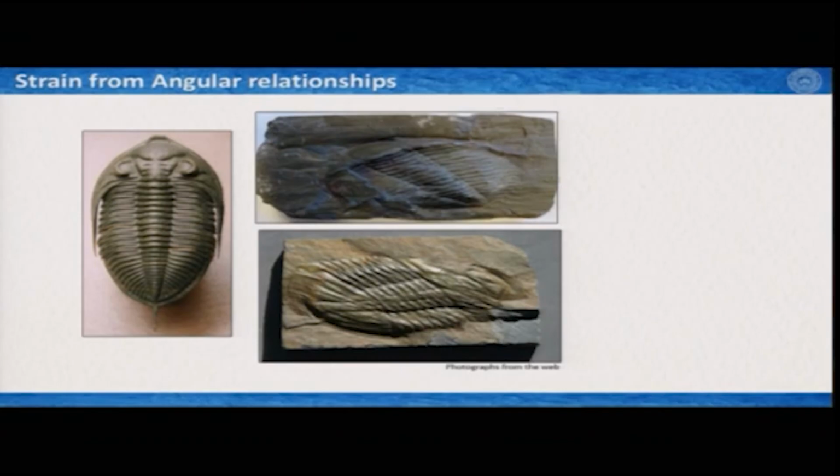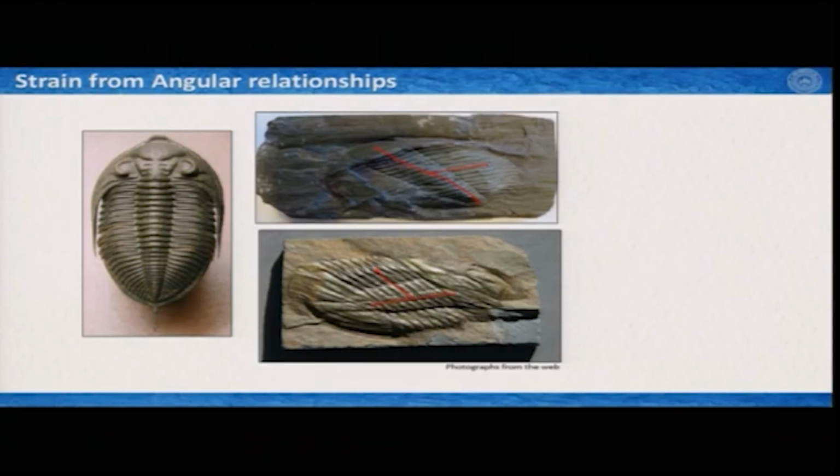As we have learnt, this is a fossil of a trilobite, and we know that it has an initial relationship where this angle is 90 degrees. Now, I have two deformed images which I collected from the web, and I can clearly see that at least in this case this angular relationship is not maintained, and also in this case this angular relationship is not maintained.